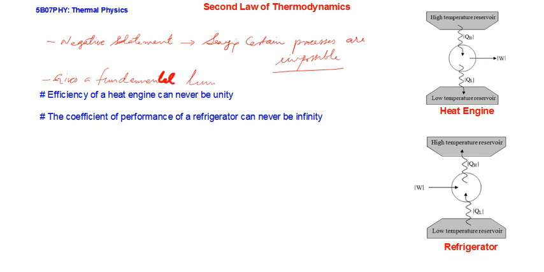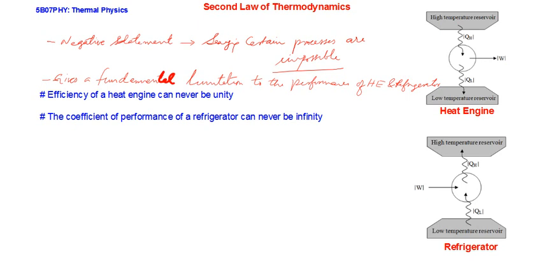A fundamental limitation to the performance or working of two of the devices that we have defined, heat engine and the refrigerator. So that is the most easy way of stating the second law of thermodynamics. So the second law of thermodynamics gives a fundamental limitation to the performance of a heat engine and refrigerator.